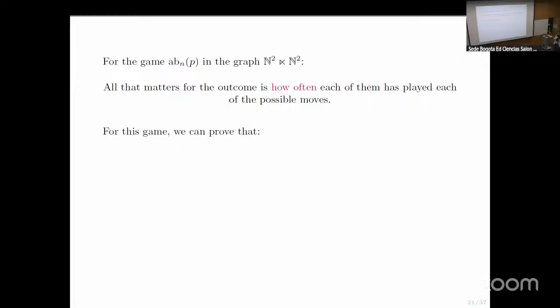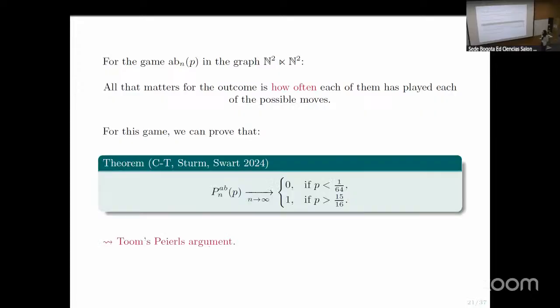Okay, and for the other game, remember that all that matters for the outcome is how many times each of the players plays one of the two possible moves. So our results are a little less complete, and we could only show that if P is less than this value, then this probability goes to 0, and if P is bigger than this value, this probability goes to 1. So in this case, we couldn't show a sharp transition.